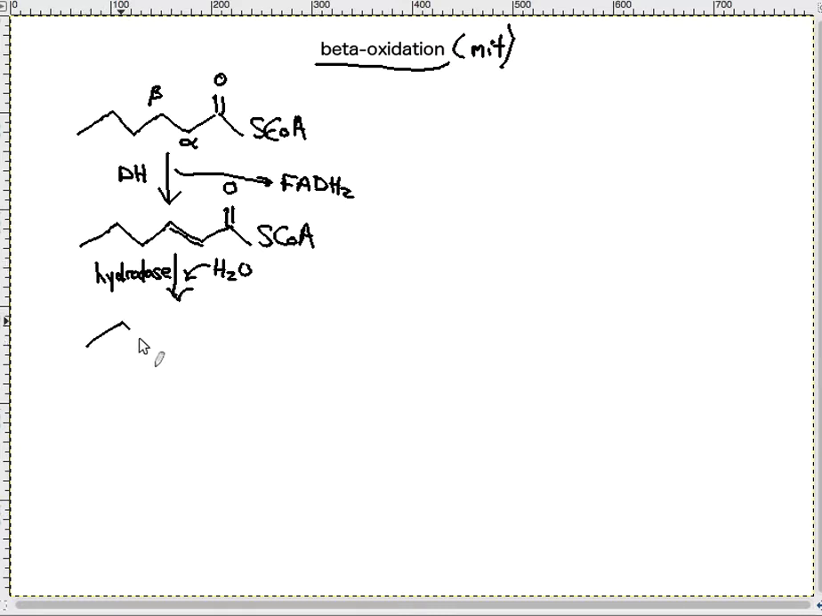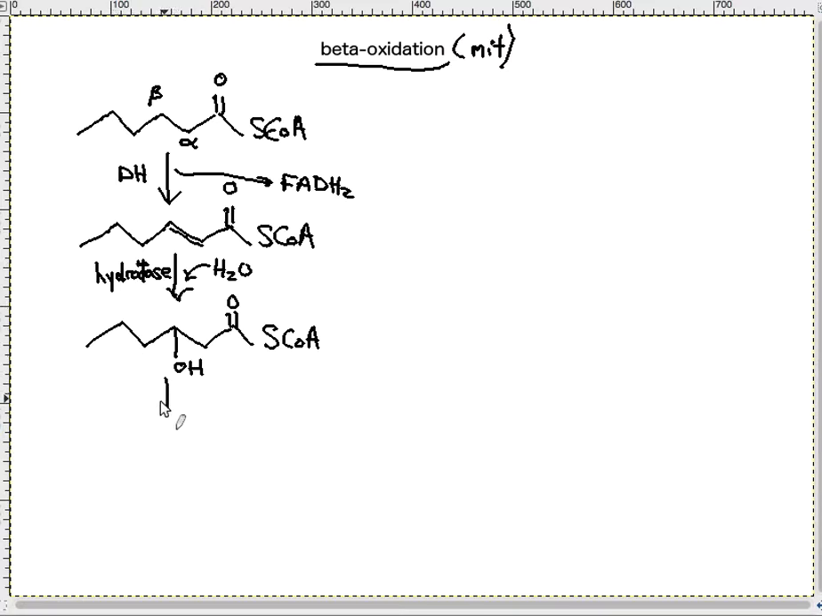So we can add 2 things across that double bond. We're not going to do it in a Markovnikov or an anti-Markovnikov fashion because these 2 carbons are equally rich, but it's the beta carbon that always gets the alcohol group. Okay, that's supposed to be a T, hydratase.